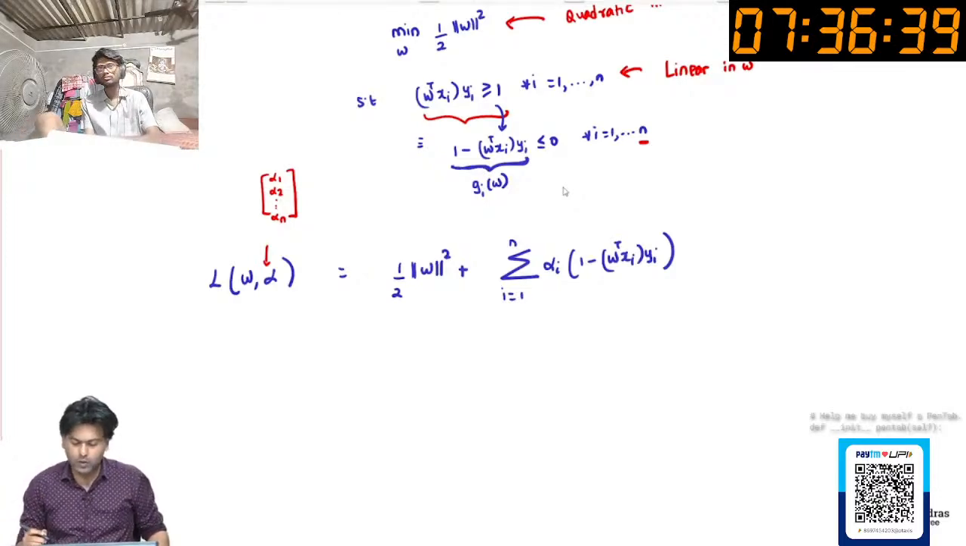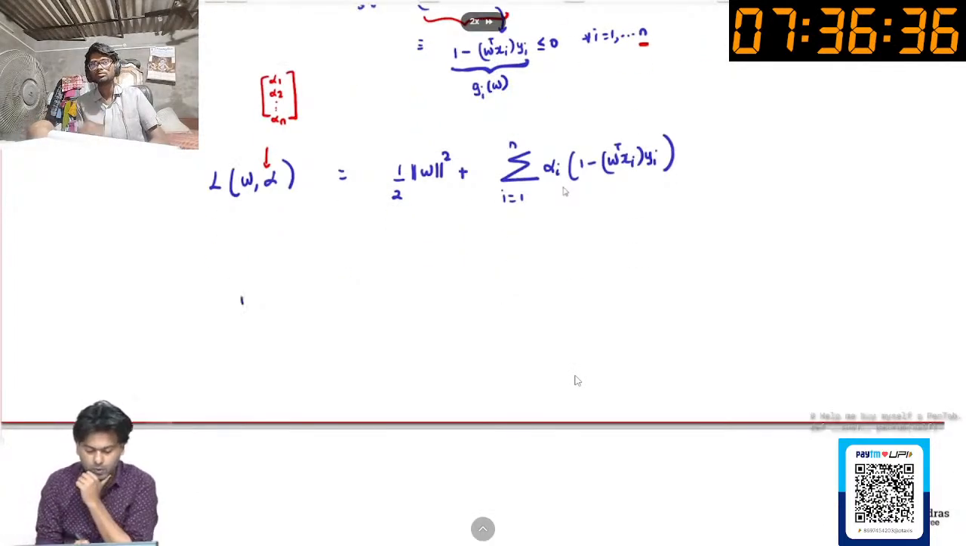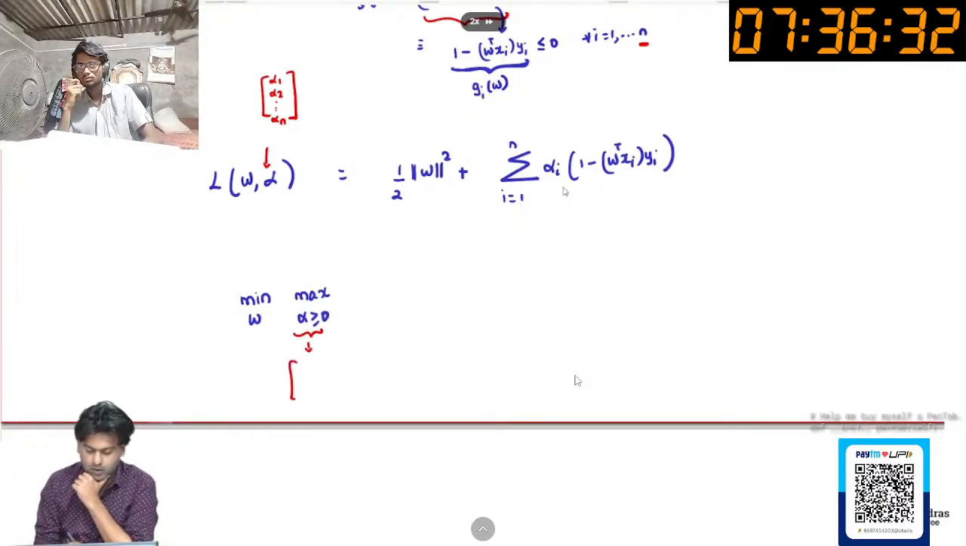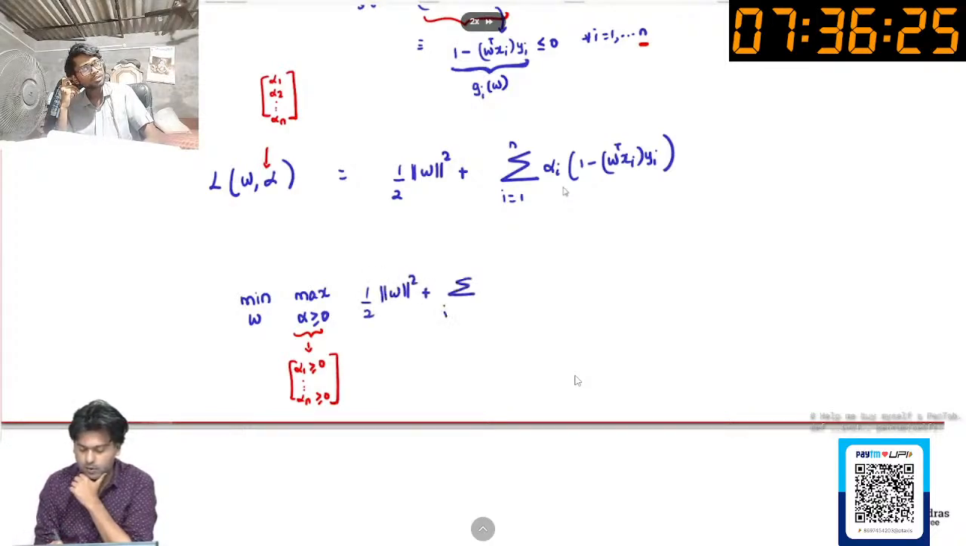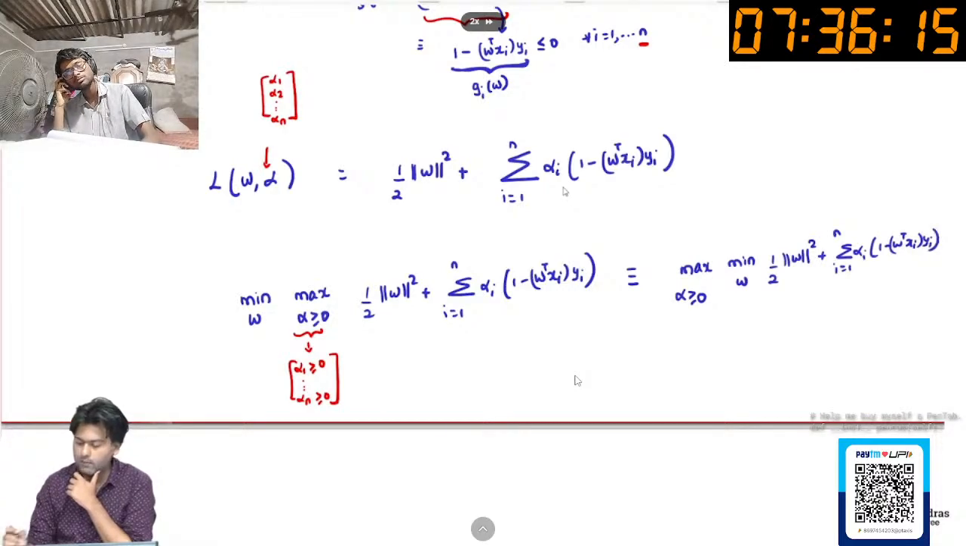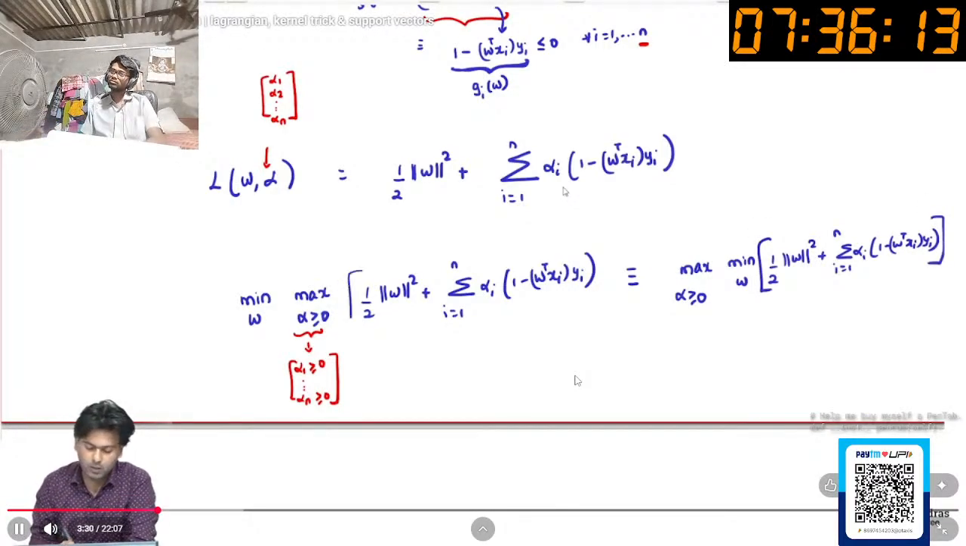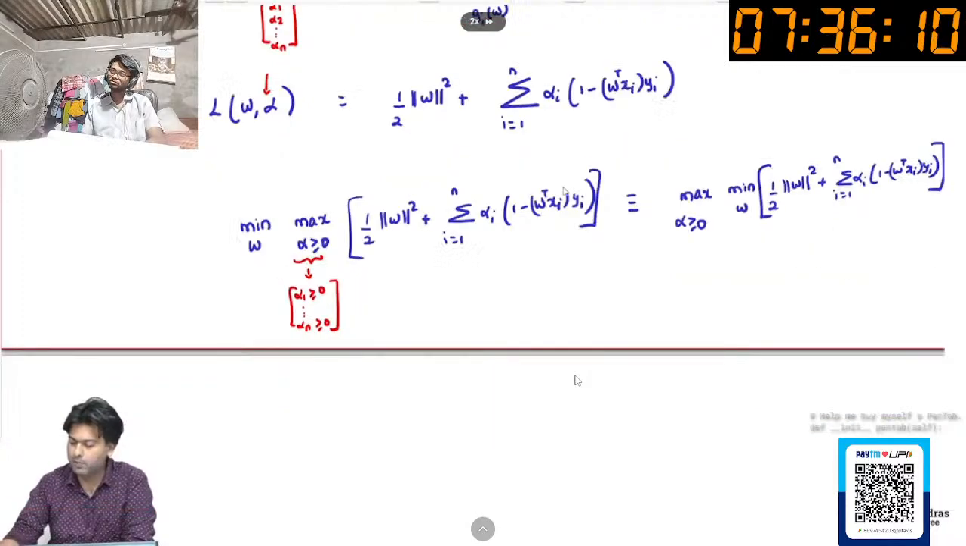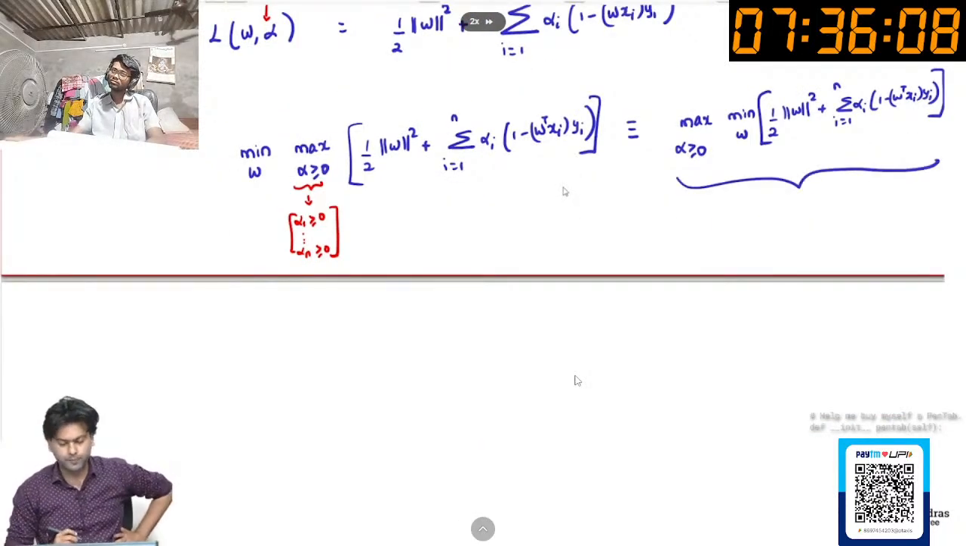So this is our Lagrangian. Now what we are saying is that we can either minimize over w, maximize over alpha greater than or equal to 0, which just means alpha 1 greater than or equal to 0, dot dot dot alpha n greater than or equal to 0. You want to min max this half norm w squared plus sum over i is 1 to n alpha i 1 minus w transpose xi yi. This is equivalent to max over alpha greater than or equal to 0, min over w, the same thing. It's exactly what we did in general for f and g. Now I have applied it to our problem. We still are not sure why this is going to help, but let's see why it might help.